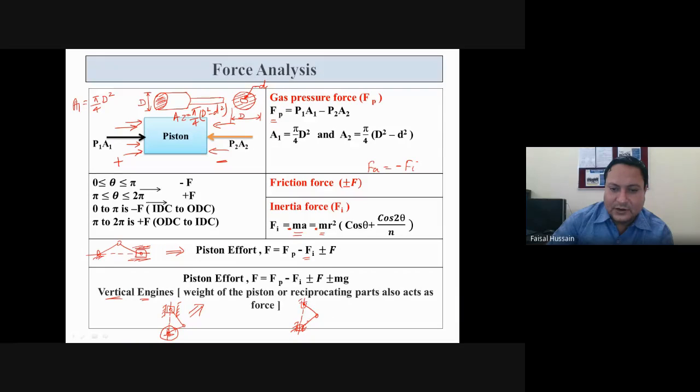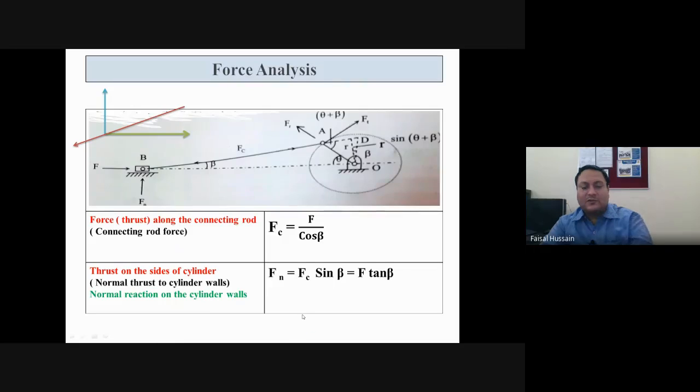This is the fixed point, and this is your crank. See the position. In the first figure, the cylinder position is upward, and here the piston position is upward, and here the piston position is downward. So for this position, positive plus mg, for this position, negative minus mg. Now, force analysis.